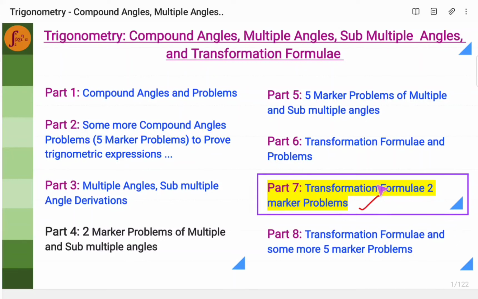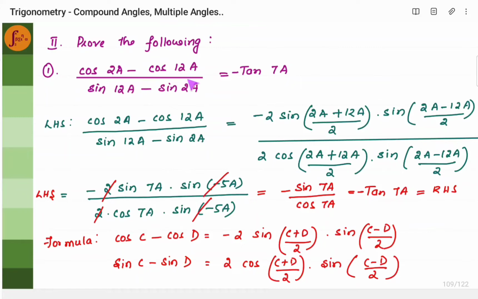Hi everyone. In this video, we'll go through a few problems related to transformation formulae. Let's take this particular problem where we have to prove that (cos 2a minus cos 12a) by (sin 12a minus sin 2a) is minus tan 7a. Before we get into solving these problems, let's look at the formulas.